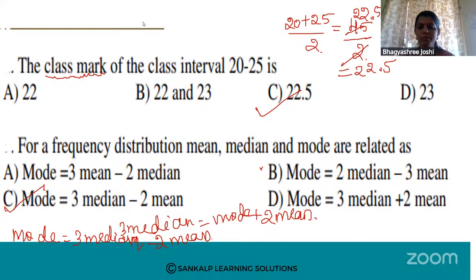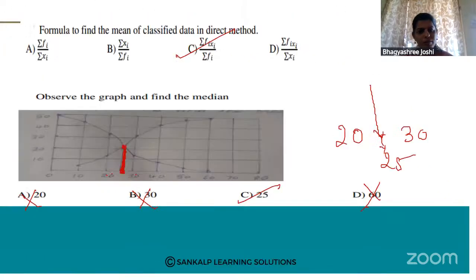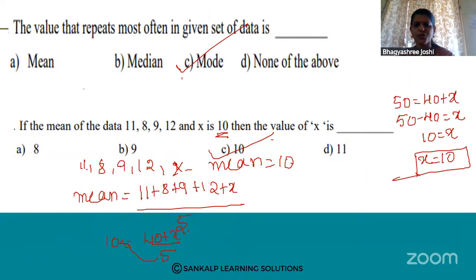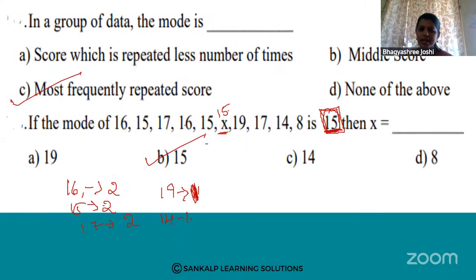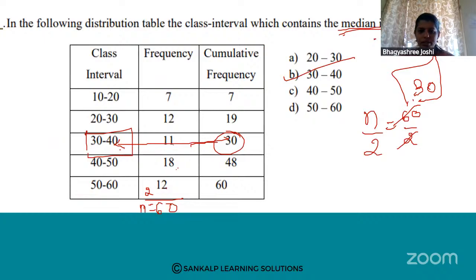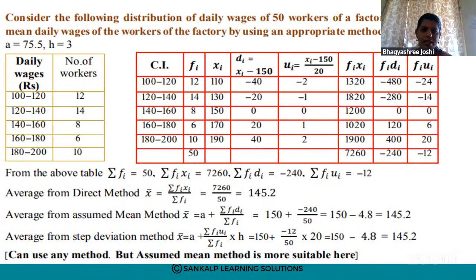And also we solved some multiple choice questions. Today we will discuss 3 and 4 marks questions. From this chapter we are going to get 3 and 4 marks questions. In that, the first question is: consider the following distribution of the daily wages of 50 workers of a factory. Find the mean daily wages of the workers of the factory by using an appropriate method.